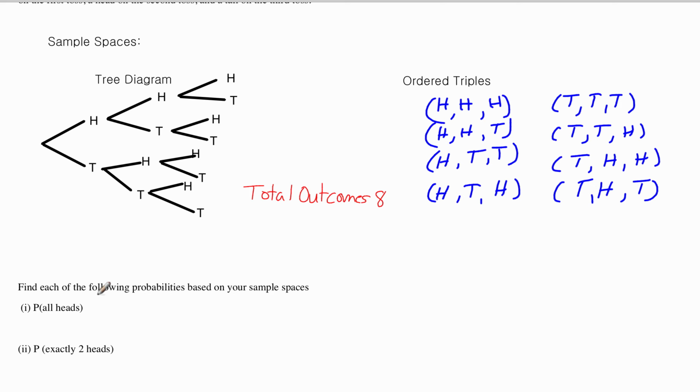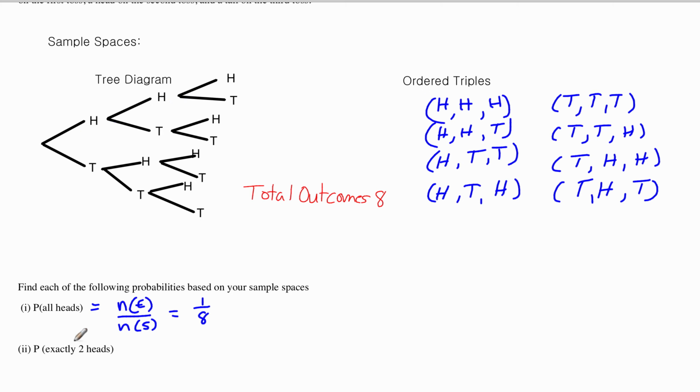All right. Now let's start doing some probability. What's the probability that I got all heads? Well, I want the number of times I got heads over the number of sample space, total outcomes there were. So how many times did I get all heads? Just once out of the 8 possible outcomes. Right here, and obviously right here.